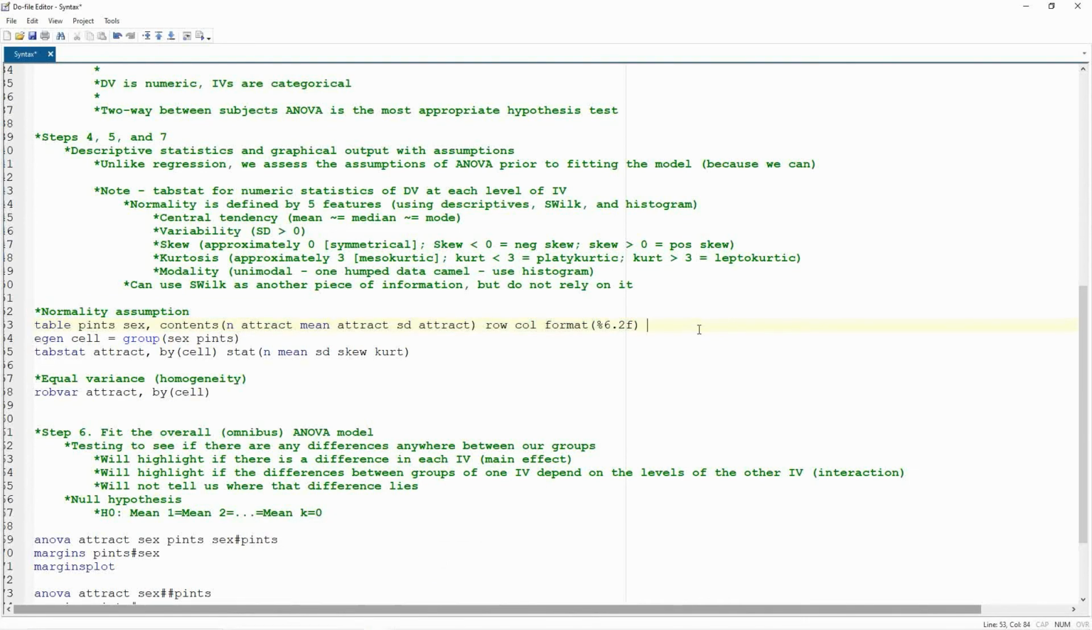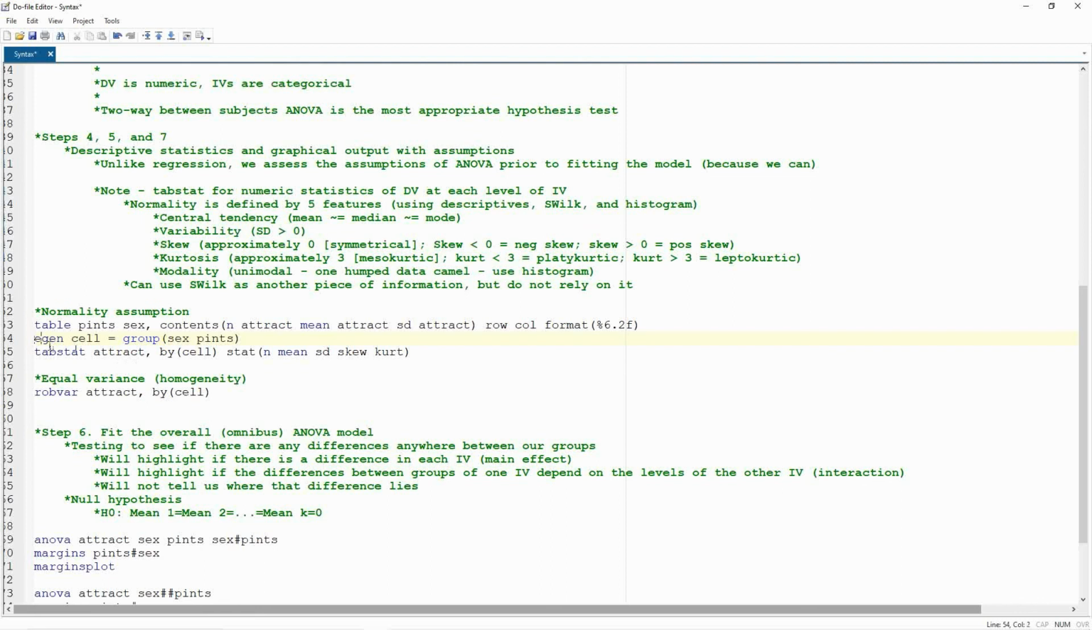Now, that's all well and good, but looking at those means and standard deviations tells us nothing about skew or kurtosis. So we need to create a new variable that actually combines our two categorical variables together to create a single IV with 6 levels. And what this is going to do is allow us to then look at all 6 levels.